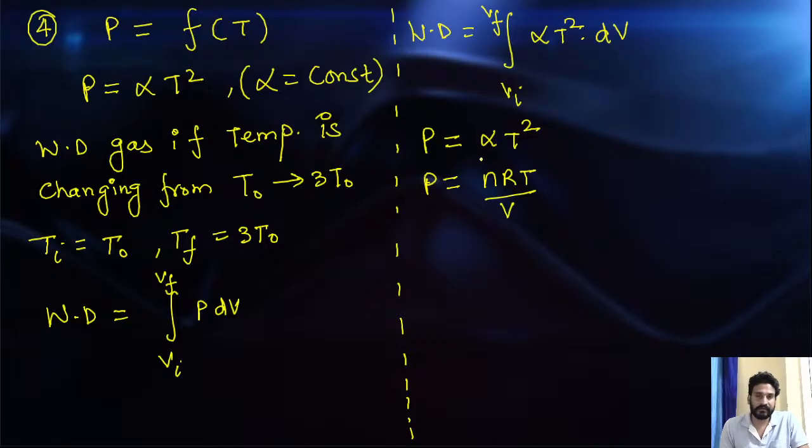PV is equal to nRT, right? This we know. No beta, double integration? No. Double integration is a different approach. We cannot do the double integration.